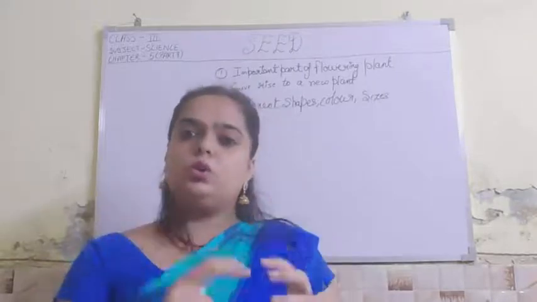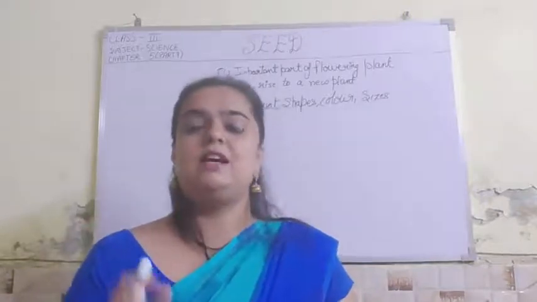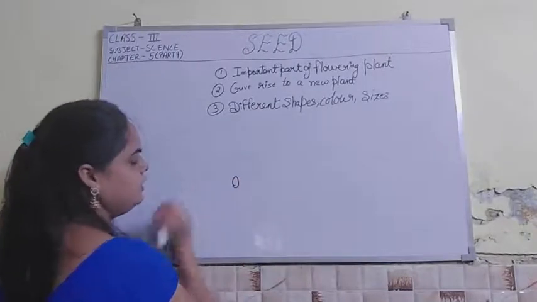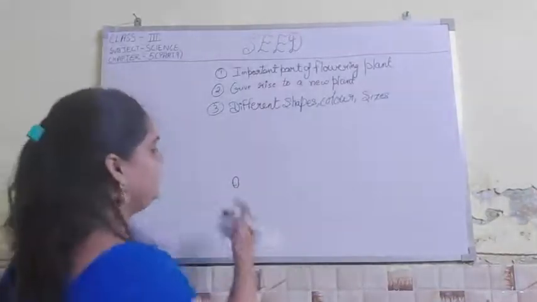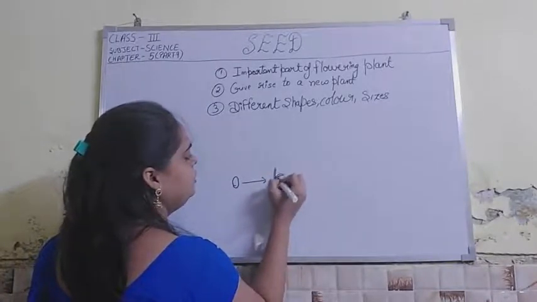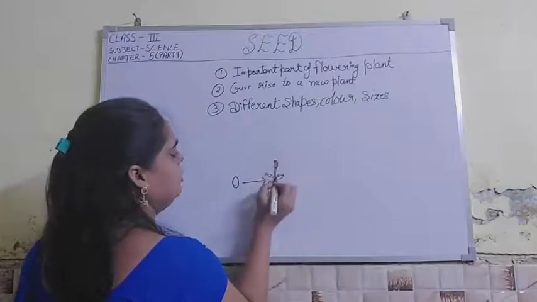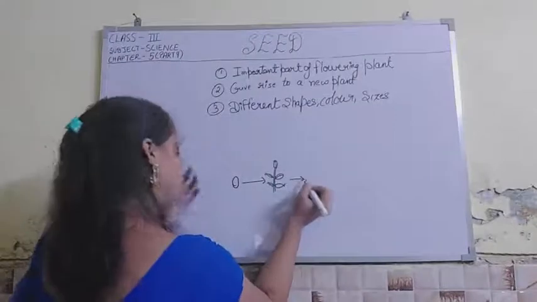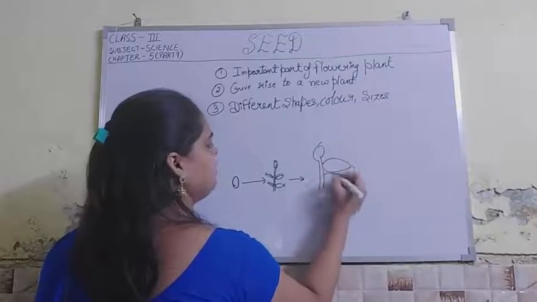Now, the growth of a plant from a seed is known as germination. For example, this is a seed. Okay? This is a seed, and when this seed develops, it will develop like this. The seed will turn into a small baby plant, and then this small baby plant will turn into a big plant.